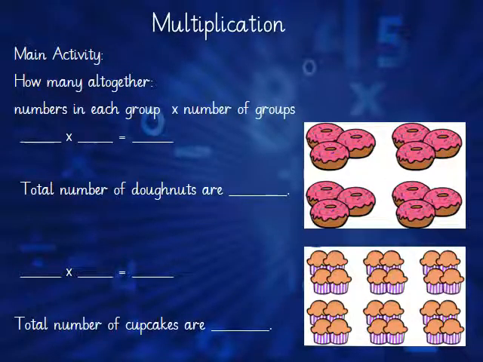Yes, coming up with the answers. For the first question, that is for donuts, 3 multiplied by 4 is equal to 12. And for the next question, this is 4 multiplied by 6 is equal to 24. Yes, learning tables is very important. I hope your questions have been worked out correctly. Good job.